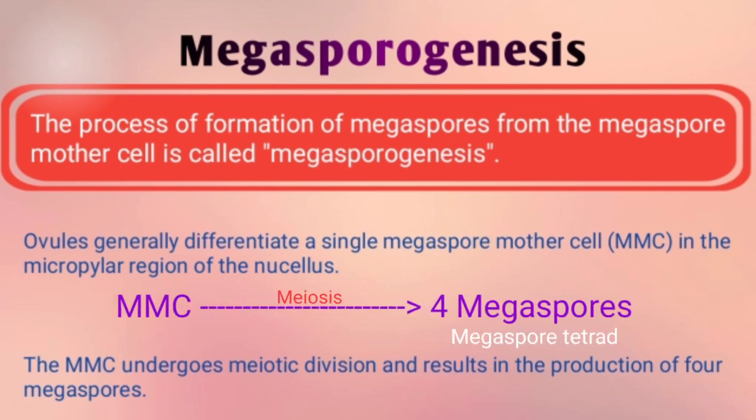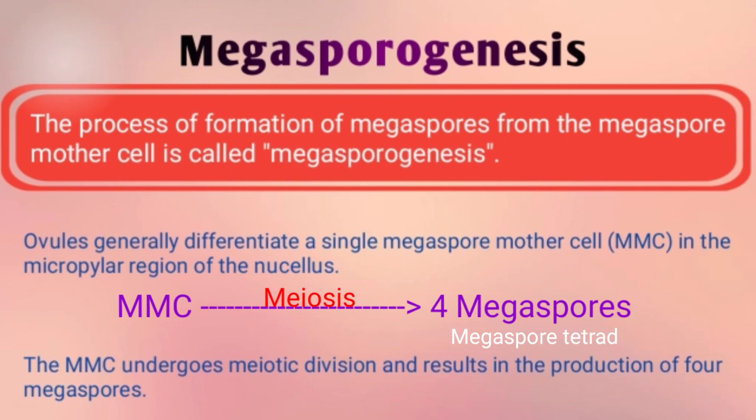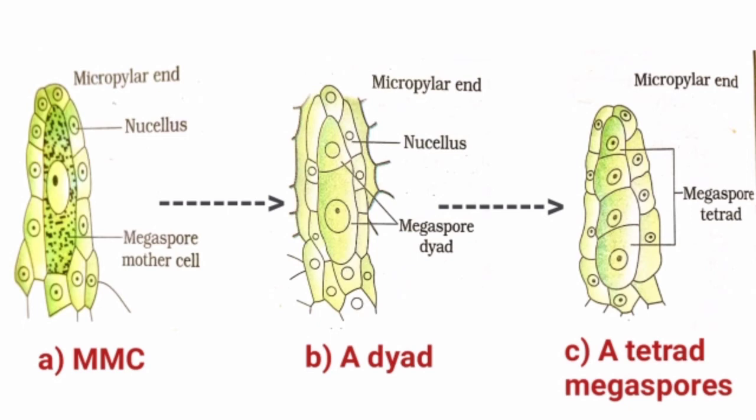The megaspore mother cell undergoes meiotic division and results in the production of four megaspores. This diagram shows the formation of megaspore tetrad from a single megaspore mother cell. A single megaspore mother cell undergoes meiosis 1 and gives rise to a megaspore dyad, and from the megaspore dyad it again undergoes meiosis 2 and gives rise to a megaspore tetrad.